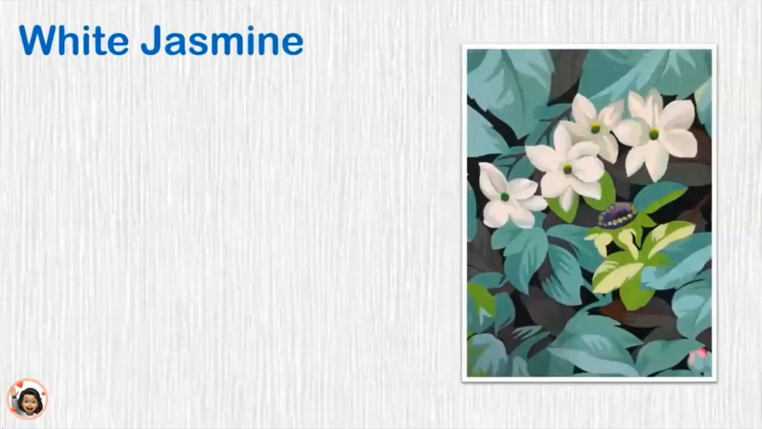The next flower is the white jasmine. The white jasmine is included because President Obama was born in the state of Hawaii and he also lived in the country of Indonesia. The white jasmine grows in both places.